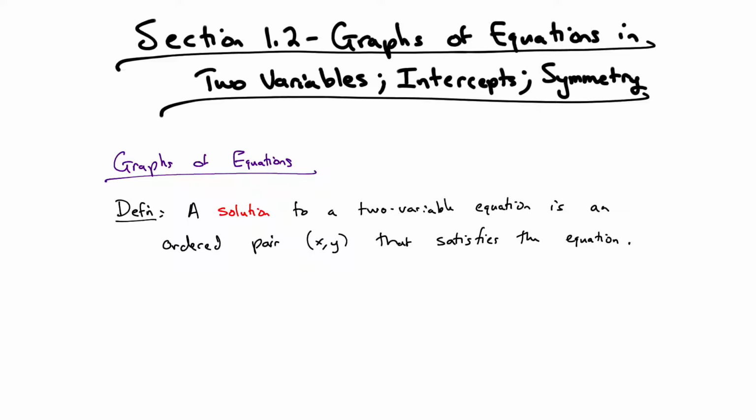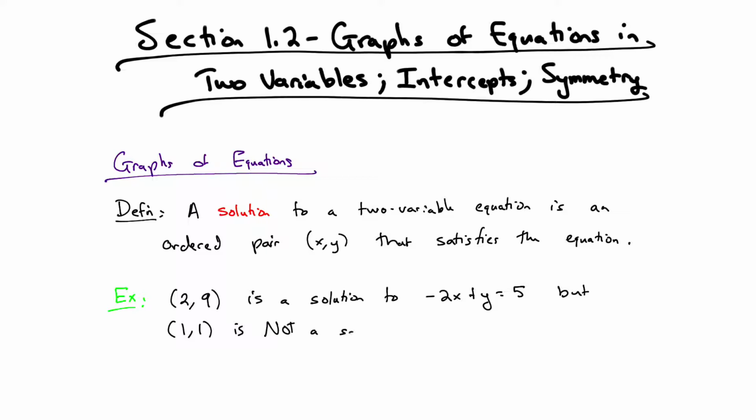What I mean by satisfies is that when you plug in whatever x value and whatever y value you have into the equation, you get a true statement. So you'll get 0 equals 0, or 10 equals 10, or 7 equals 7. Who cares? That's what a solution is. As a quick example, the point (2, 9) is a solution to negative 2x plus y equals 5, but (1, 1) is not a solution.